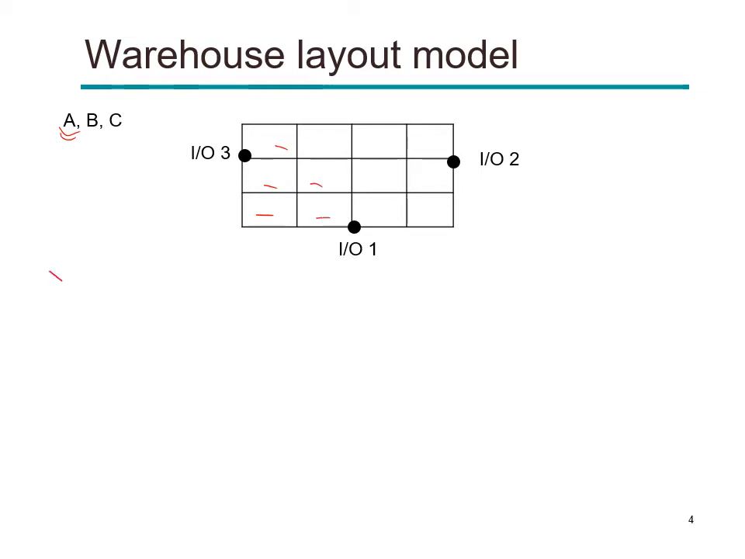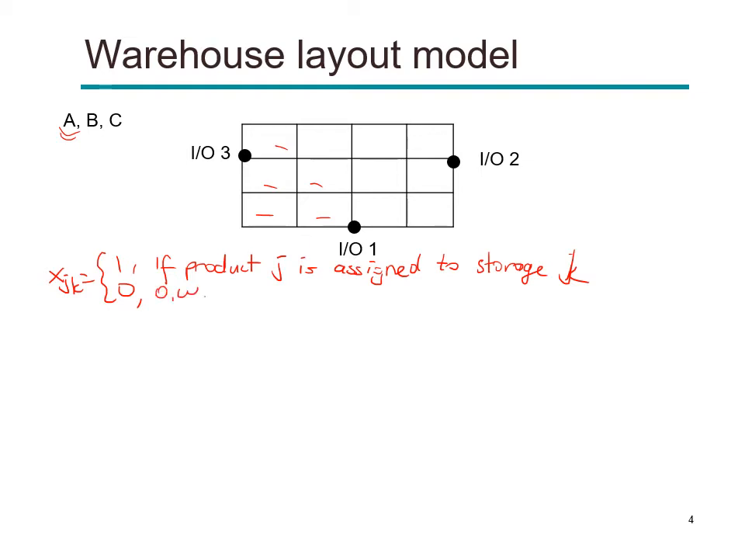Basically we are trying to decide if product J is assigned to storage K, it will take the value of 1, and otherwise it will be 0. So our decision variable is x_jk.